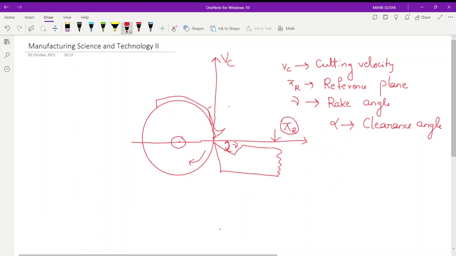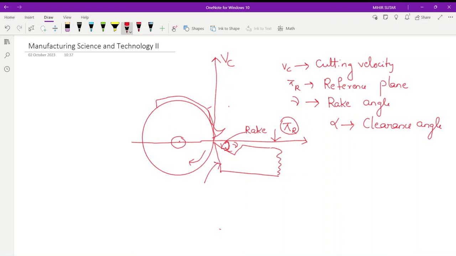Now you can see that this is the rake surface of the cutting tool. Just for your reference, I'm writing it down. This is the rake surface of the cutting tool. What is this rake surface? The surface along which the chip moves upward. You can see that the chip is moving upward along this rake surface. That is why it is known as the rake surface.